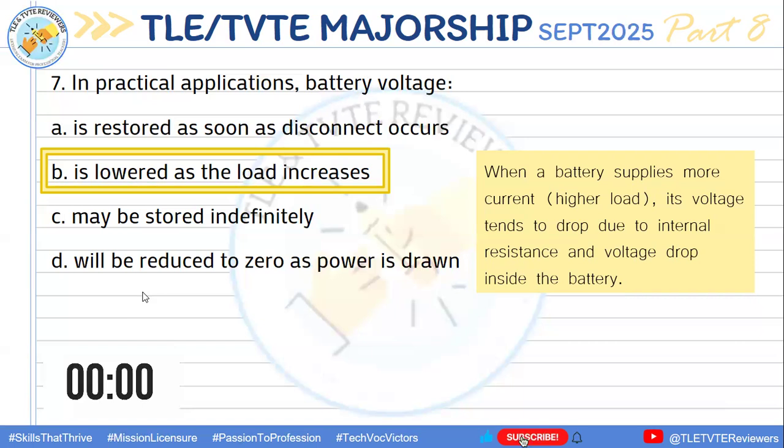Letter D, will be reduced to zero as power is drawn. Still not true, because a battery's voltage decreases as it discharges, but it rarely reaches exactly 0 volts before being considered empty or unusable. Usually, the voltage drops below a usable threshold. So the answer is letter B, is lowered as the load increases.